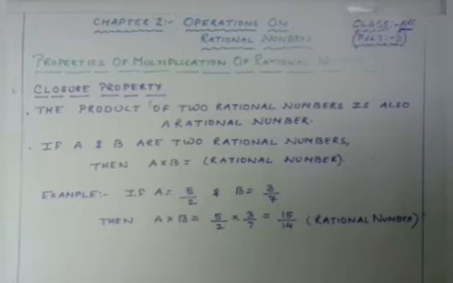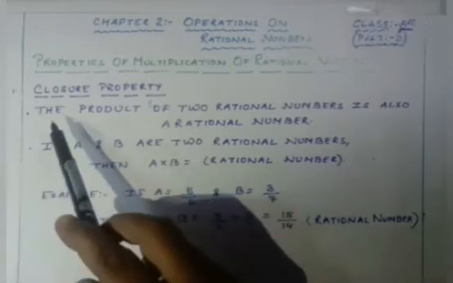Today we are going to continue with the third part of the second chapter, that is operation on rational numbers. And the very fresh topic is properties of multiplication of rational numbers. And the very first topic is closure property. Let us see what it says.